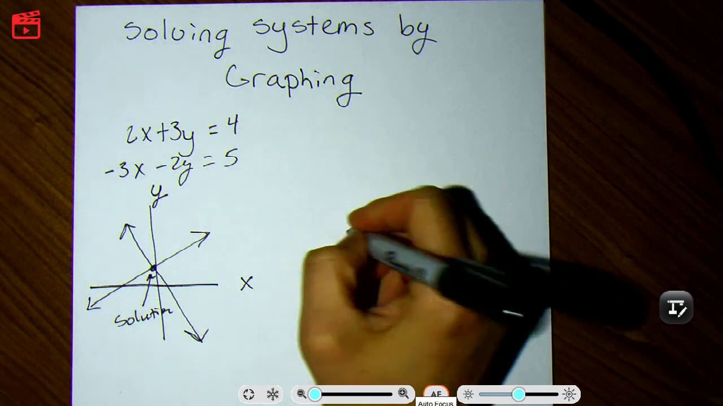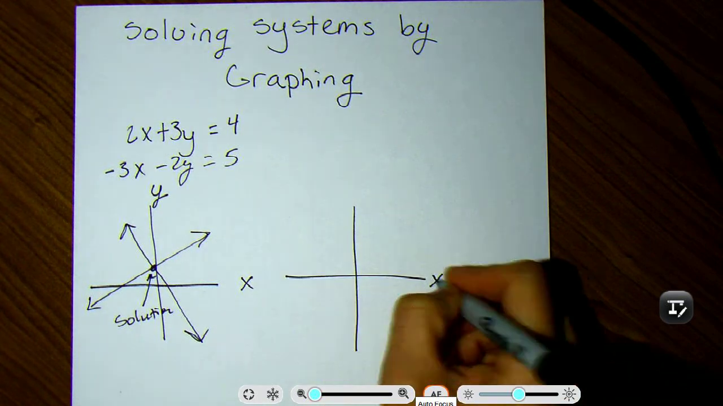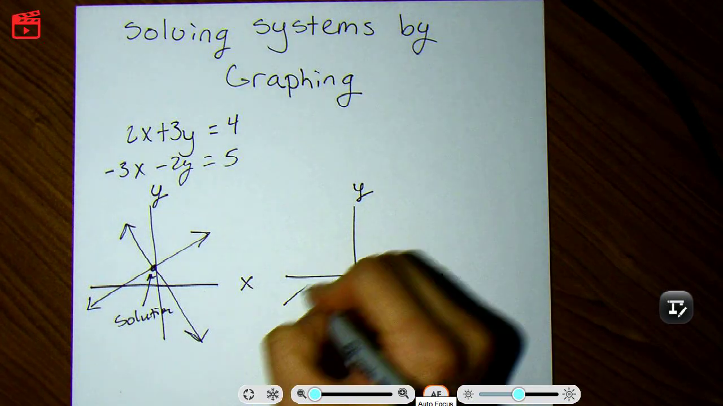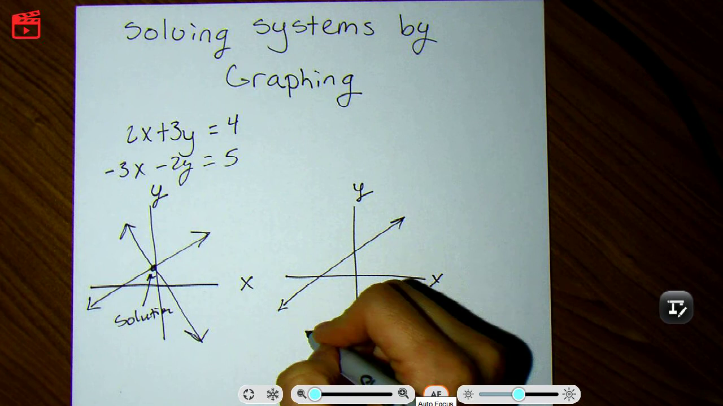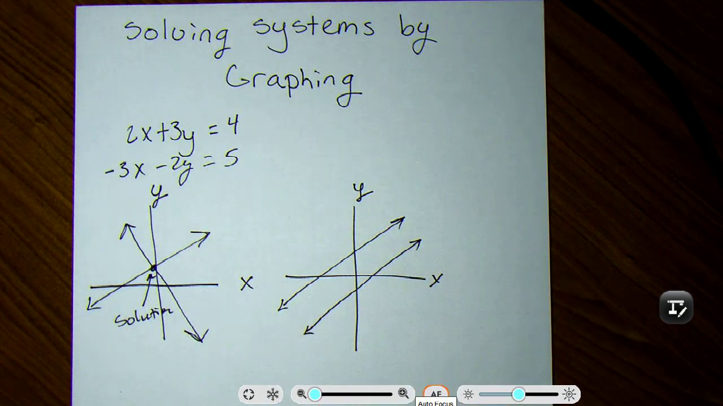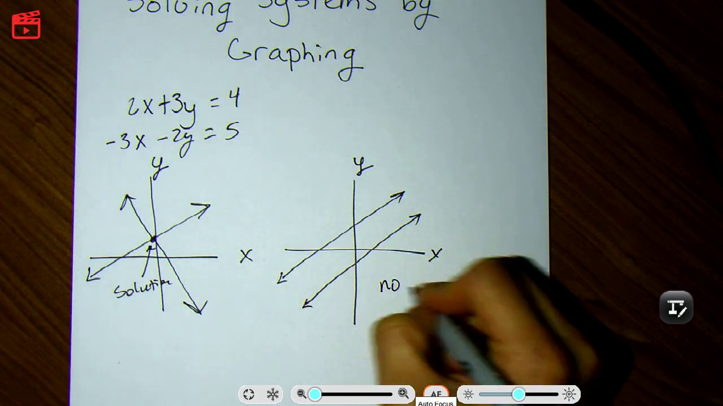A second option is that the two lines that we have end up being parallel. If the solution to a system is where the lines intersect and my lines end up being parallel, then we end up having no solution.